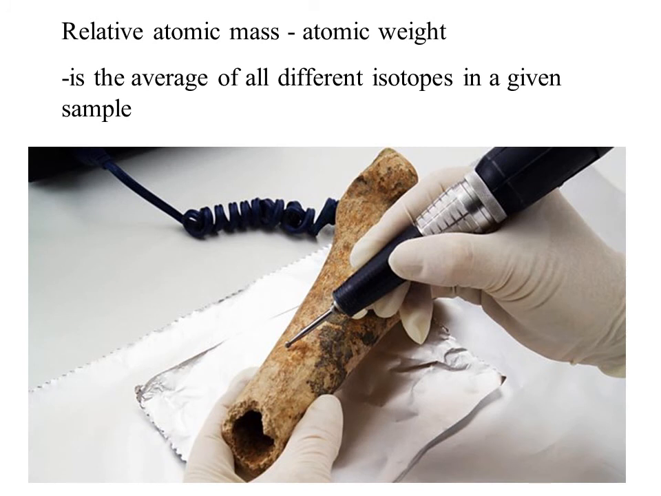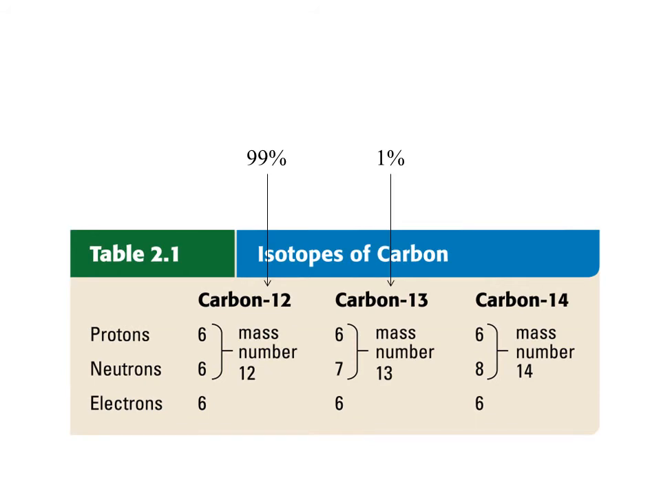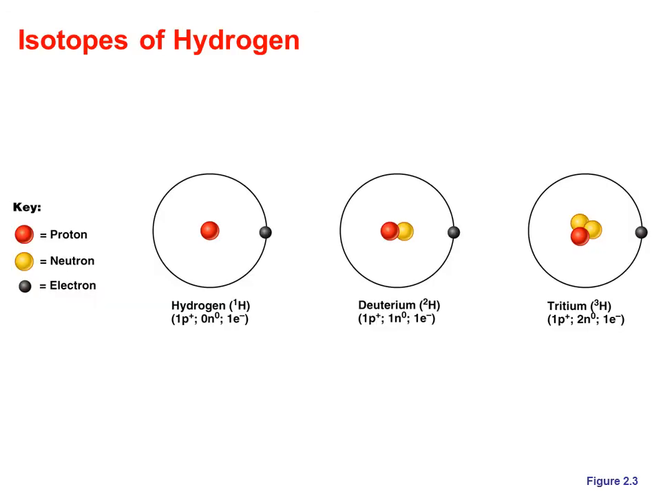Relative atomic mass equals the atomic weight. This is the average of all different isotopes in a given sample. The given sample in this image is the bone. So this is the relative atomic mass. Here are isotopes of hydrogen. We have hydrogen, deuterium, and tritium. This is what we spoke about earlier, the difference being their neutron number.